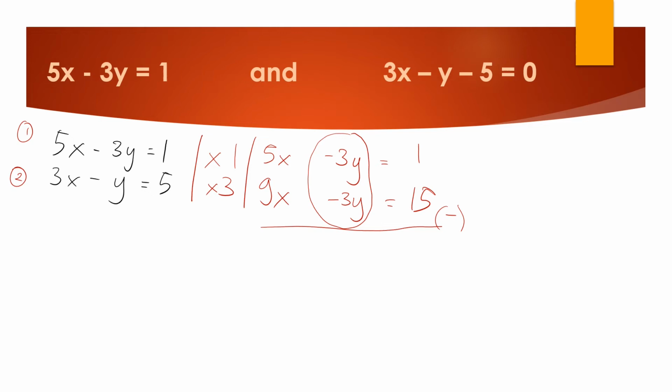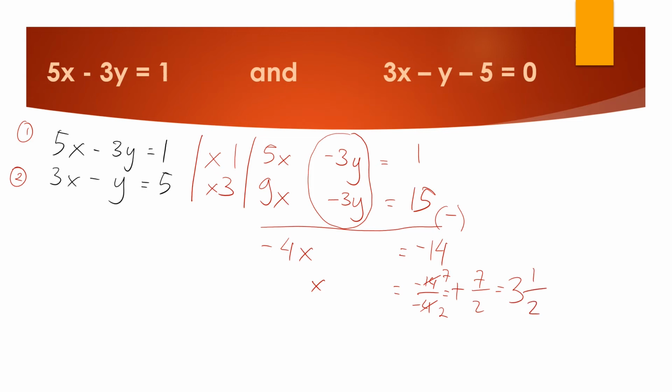Continue with my 5x minus 9x equals minus 4x. 1 minus 15, minus 14. x equals minus 14 per minus 4. Minus divided by minus becomes a positive number. 14 per 4, divided by the same number to make it simplest, divided by 2: 7 per 2. So 7 per 2, make it into a mixed number. 7 divided by 2, 3, the remainder 1 per 2.